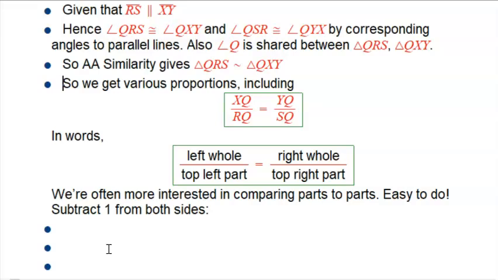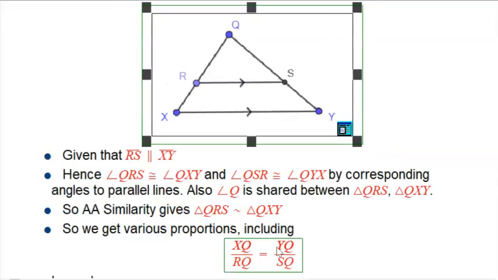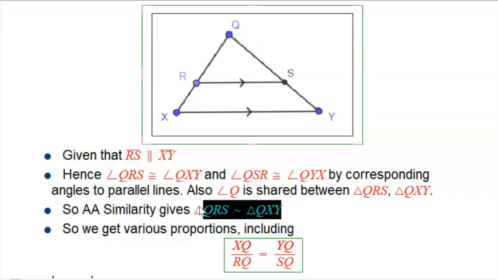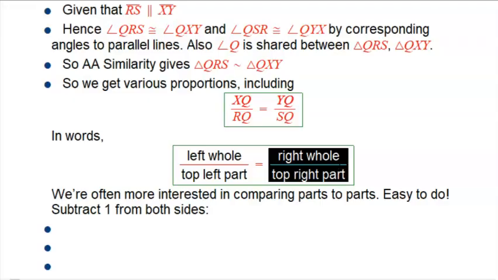We get the simplest proportion would be XQ over RQ equals YQ over SQ. So the whole left over the top partial left is the whole right over the top partial right. Just straight up corresponding sides are proportional from the similarity. So I have it in words here: left whole over top left part equals right whole over top right part.